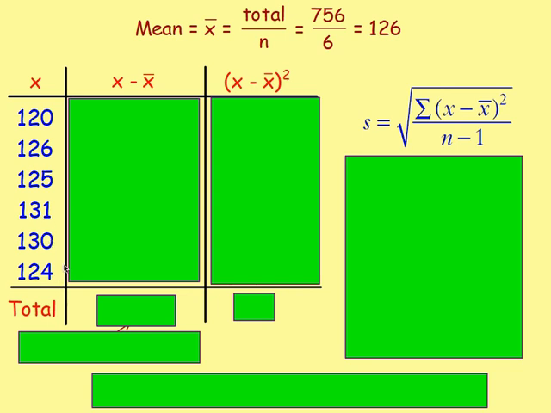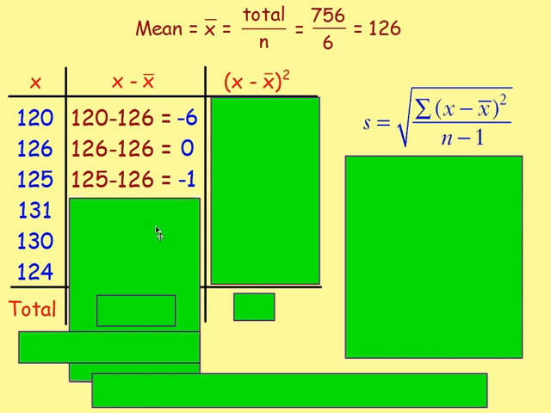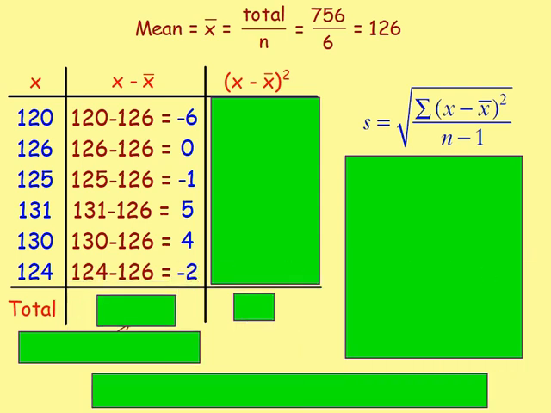With our table, you then want to work out x minus x bar. Remember, x bar is the mean. We worked that out in the last page. So it's 120, take away the mean of 126. So 120 take away 126 gives us negative 6. 126 take away the mean of 126 is just 0. 125 take away 126 is negative 1. Take the mean away for each of the numbers, take 126 away from each of these, and you end up with that column there for x minus x bar.